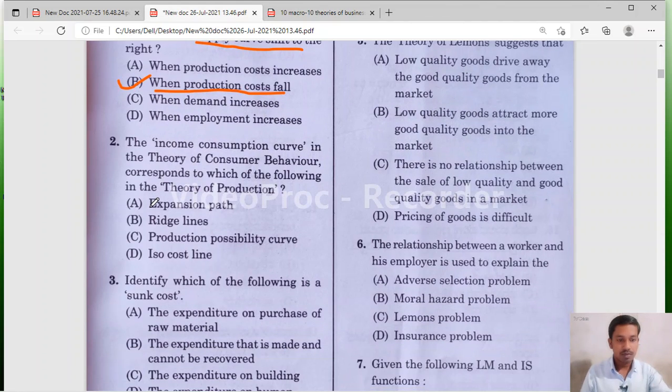Then the income consumption curve in the theory of consumer behavior corresponds to which of the following in the theory of production? Option A, expansion path. Option B, ridge lines. Option C, production possibility curve. Option D, iso cost line. Here the right answer is option A, expansion path is the correct answer. These are the expected answers.